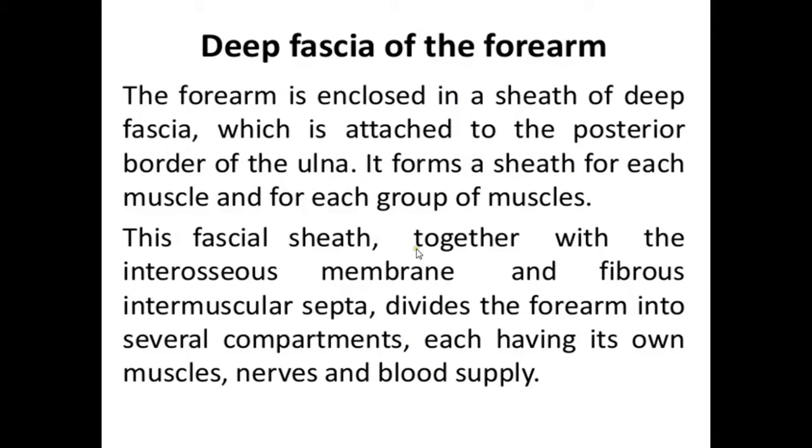So the deep fascia of the forearm is enclosed in a sheet of deep fascia which is attached to the posterior border of the ulna. It forms a sheet by which each muscle and group are separated. This fascial sheet, together with the interosseous membrane and the fibrous lateral intermuscular septum, divides the forearm into several subcompartments of anterior as well as posterior compartment, and they allow the passage of the blood vessels and the nerves into these compartments.